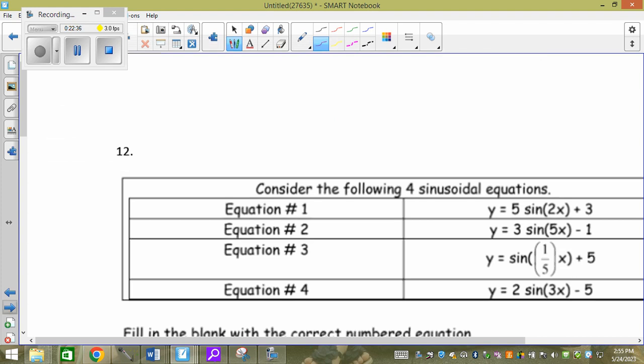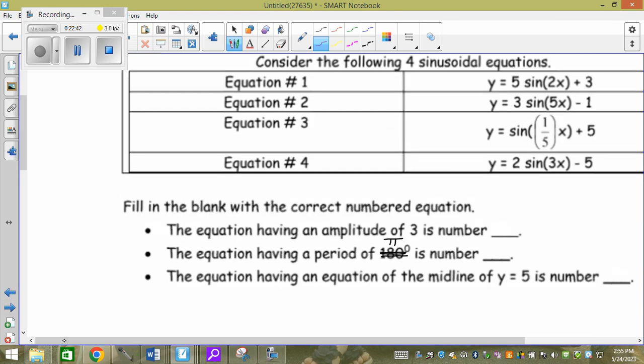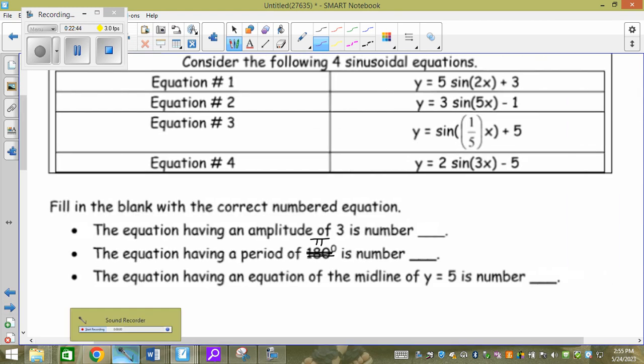Okay, this one says, consider the following 4 sinusoidal functions. They want the equation with an amplitude of 3. Which one has amplitude 3? Number 2, because your amplitude is the absolute value of A. What if this was a negative 3? What would its amplitude be? 3. It doesn't change, right? Your amplitude is the absolute value of A. So it's equation 2. Then I want one with the period of pi.